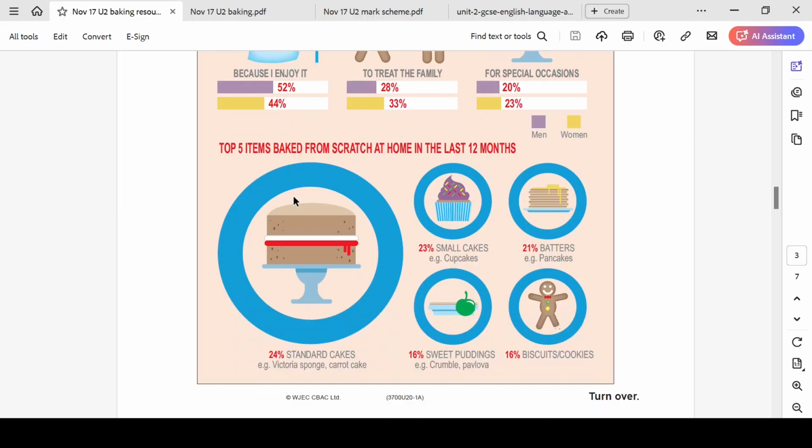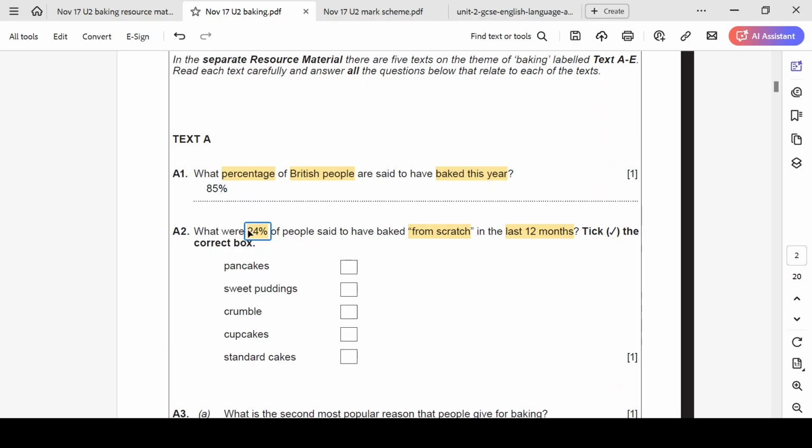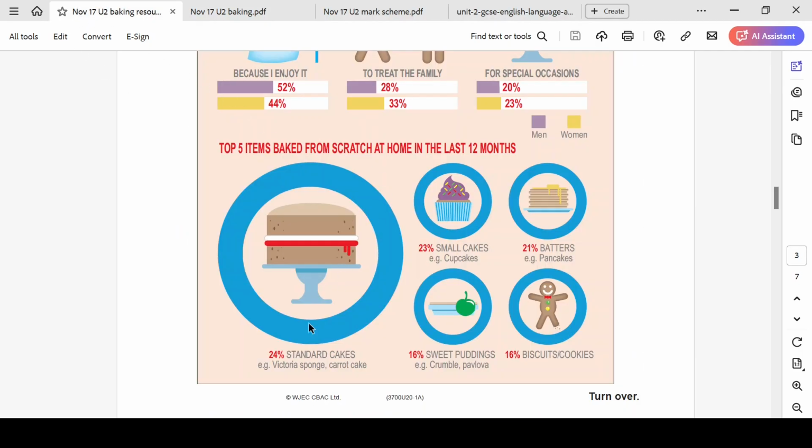So 24%. All right, so I know I'm in the right part of the resource material. 24% down here. Back to the question, what were 24% of people said to have baked from scratch in the last 12 months? So the answer seems to be standard cakes. I've also got here e.g. Victoria sponge and carrot cake, but I think it's probably going to be enough just to put standard cakes.